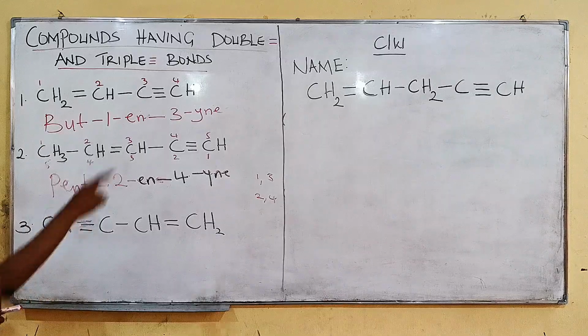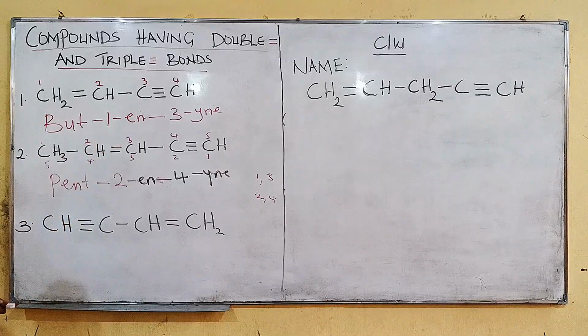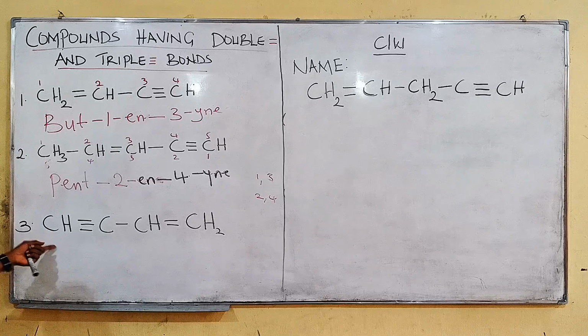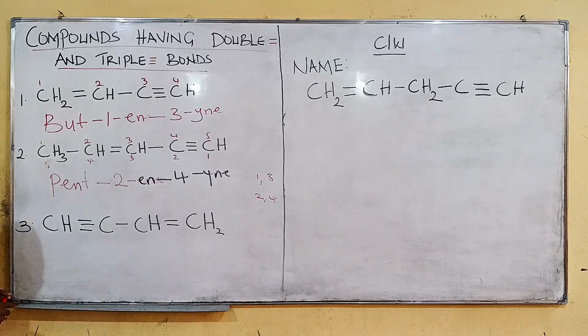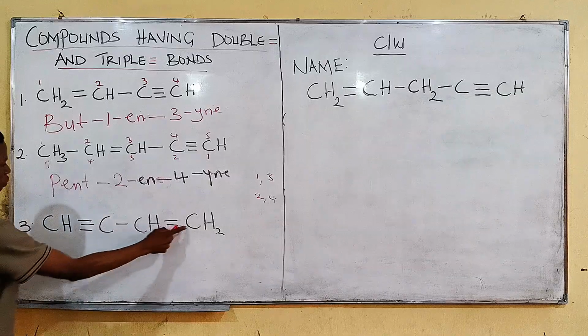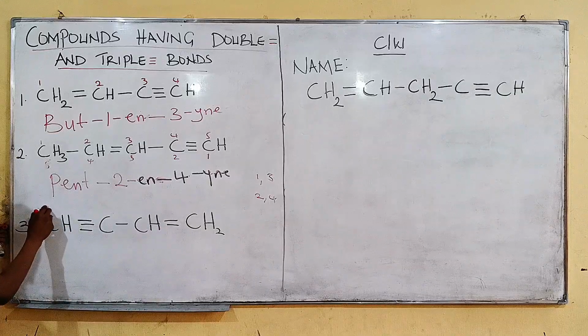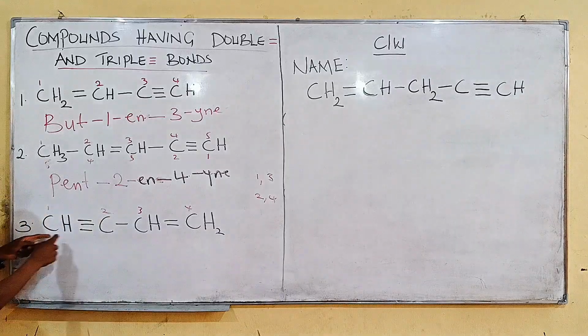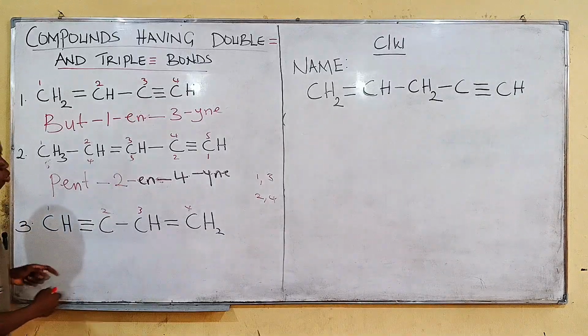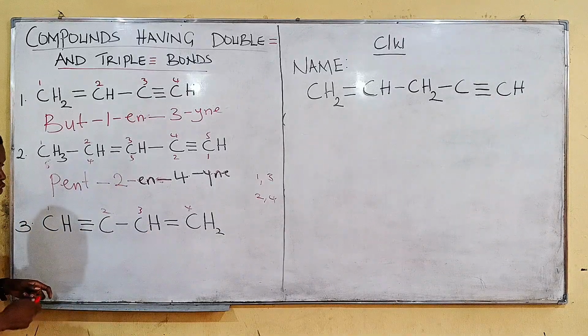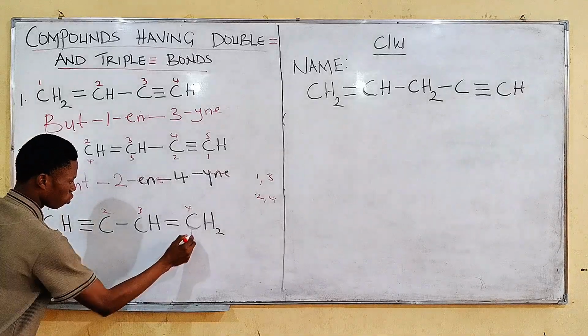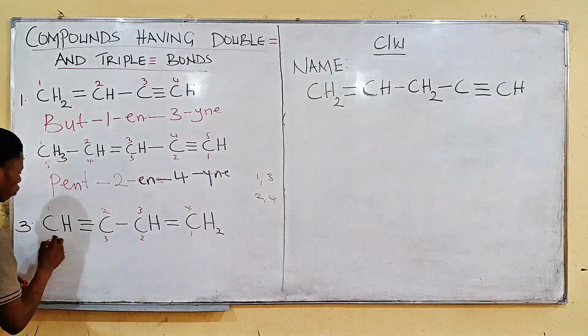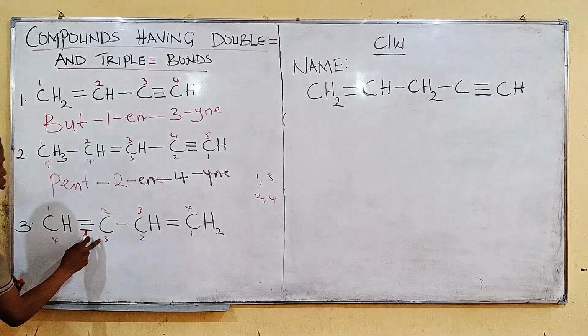Now the last one, before you do the classwork for me to check if you really understand. If you have something like this, you're asked to name. First, if you count from here, 1, 2, 3, 4. The triple bond is on carbon 1 and the double bond is on carbon 3. If you count from here, 1, 2, 3, 4. The double bond is on carbon 1, the triple bond is on carbon 3.